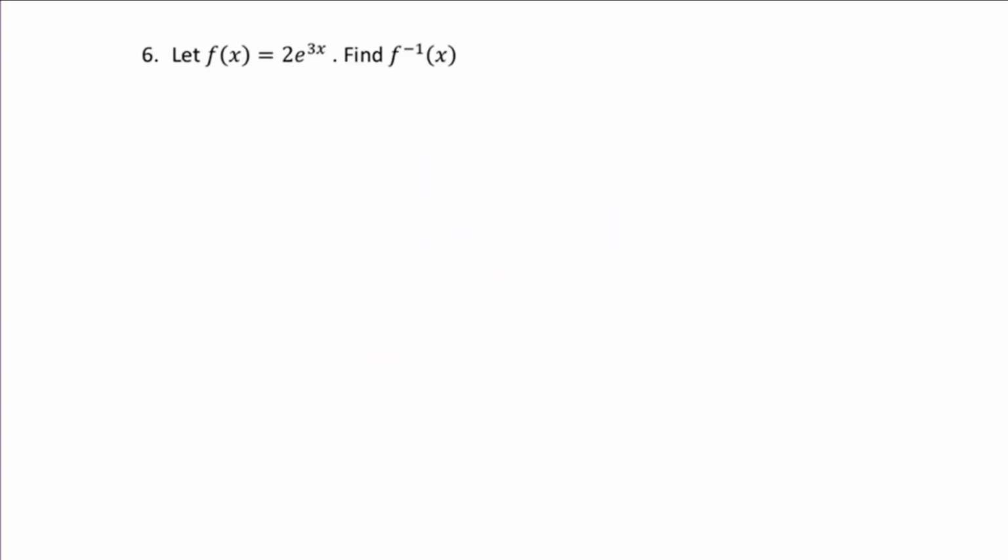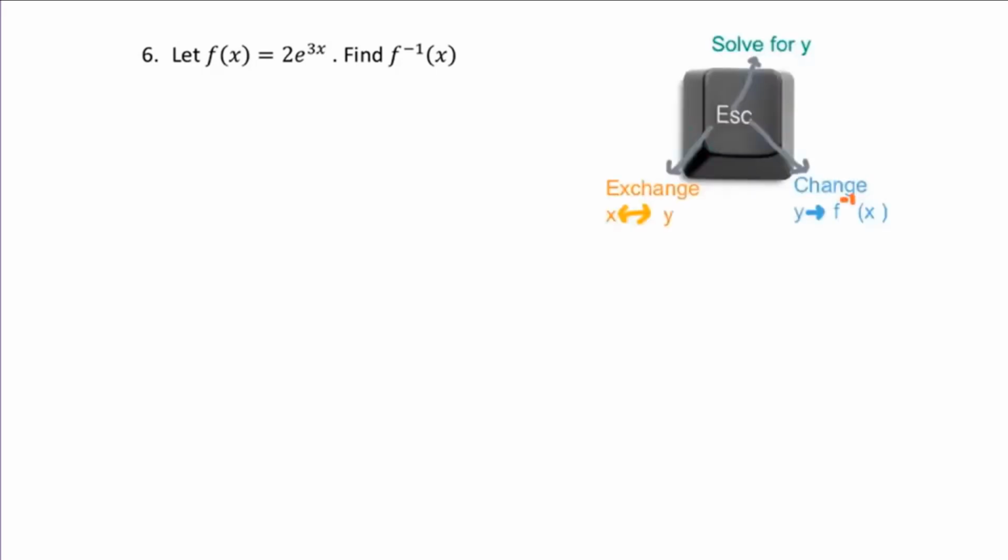For number 6, find the inverse of f of x. First step, exchange x and y. f of x means y. So change y into x, change x into y. We got x equals 2 times e to the 3y. Second step, solve for y.